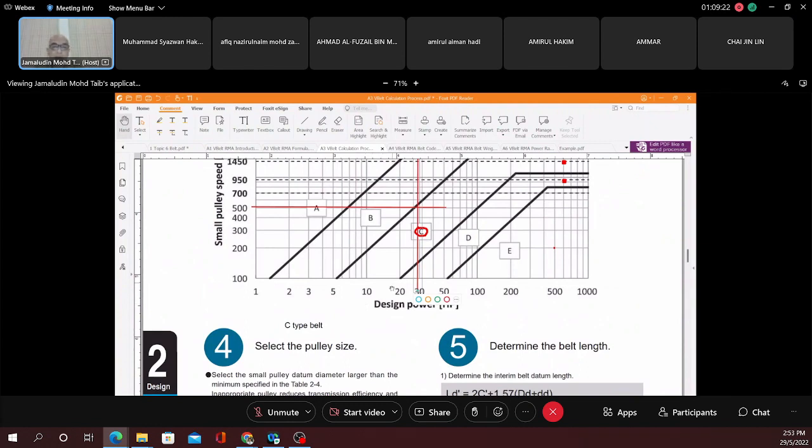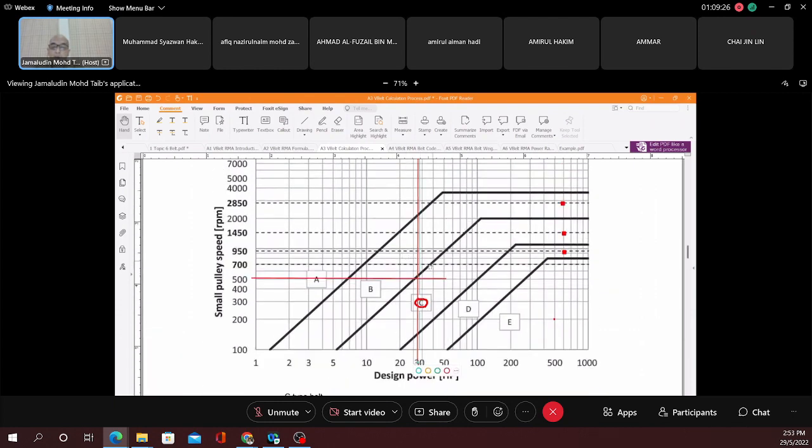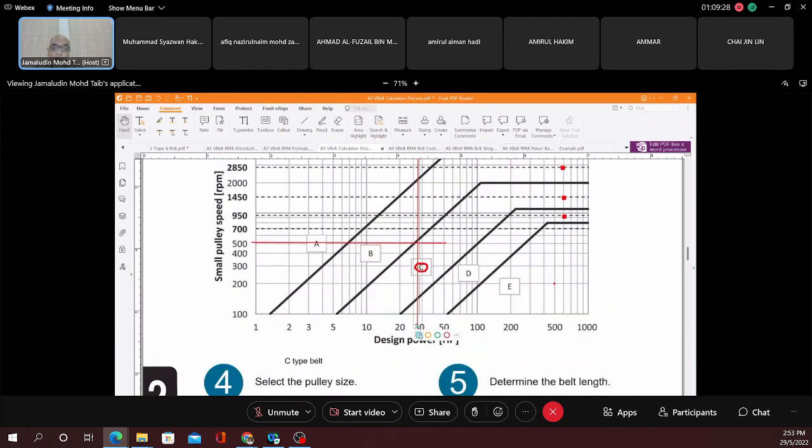Any questions so far? I think it's going to be straightforward. We choose the power based on the design power in horsepower and the RPM of the smaller pulley. All right, it's going to be C.